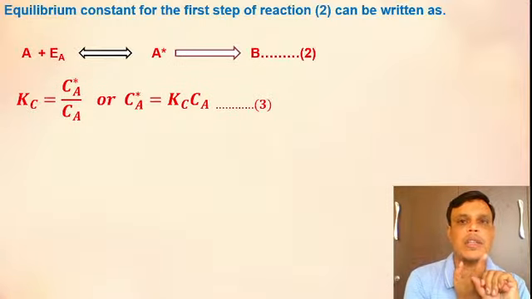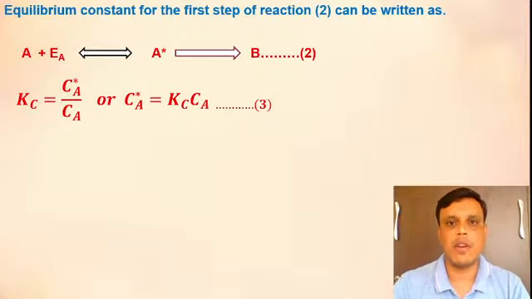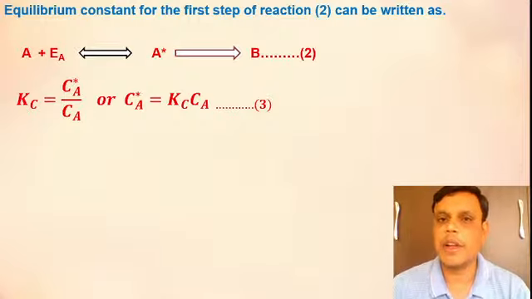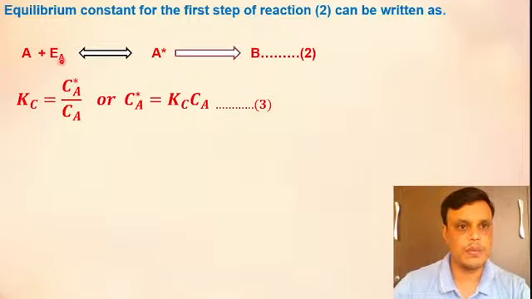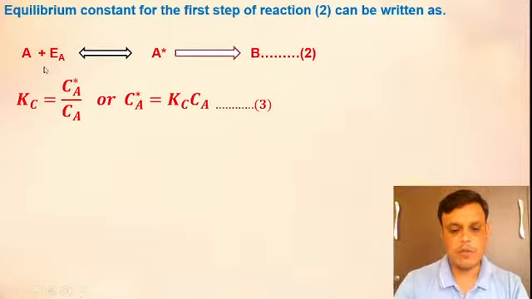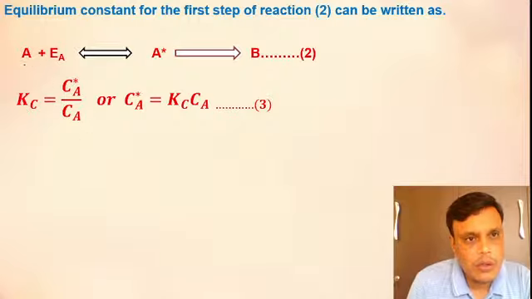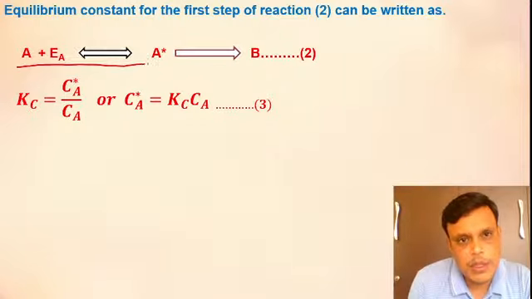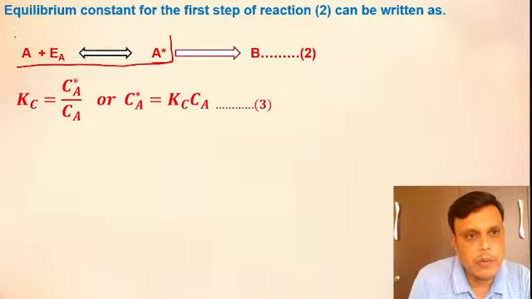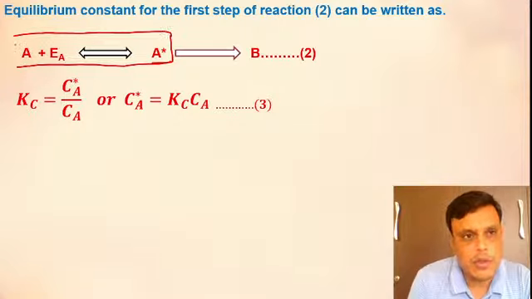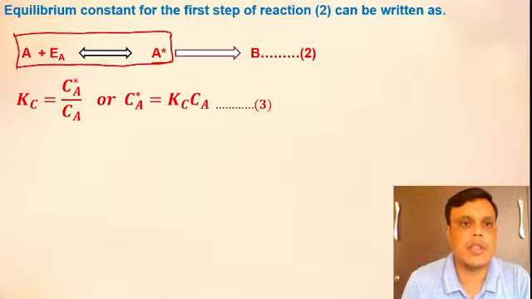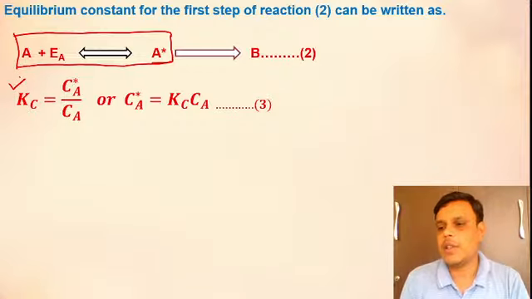Now the next step is the equilibrium constant for the first step of reaction 2 can be written as, this is your reaction number 2, and we will apply the law of equilibrium for the first step. That means for this step only we will write down the equilibrium constant, and this equilibrium constant is denoted by Kc.